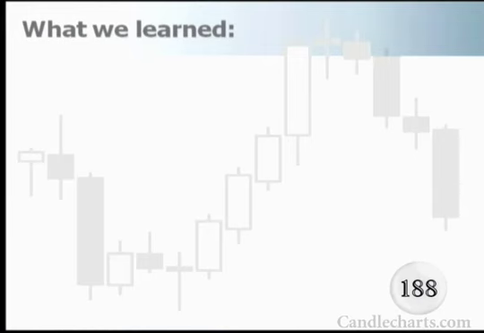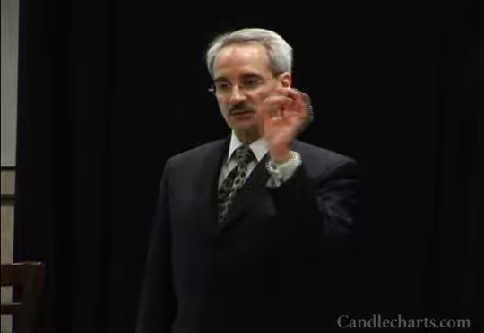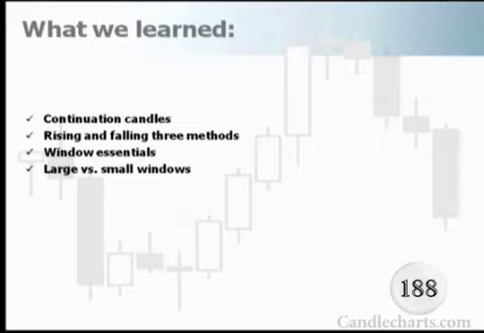So let's look at what we learned. We looked at continuation candles. So we looked at the rising and falling three methods. We looked at windows. We touched on the essentials, a little beyond, in windows. Again, there's so much more you could do with windows. But we looked at the essentials. Large versus small windows. We could see why the small windows become a better trading vehicle because it's a much tighter support or resistance area as opposed to a large window.